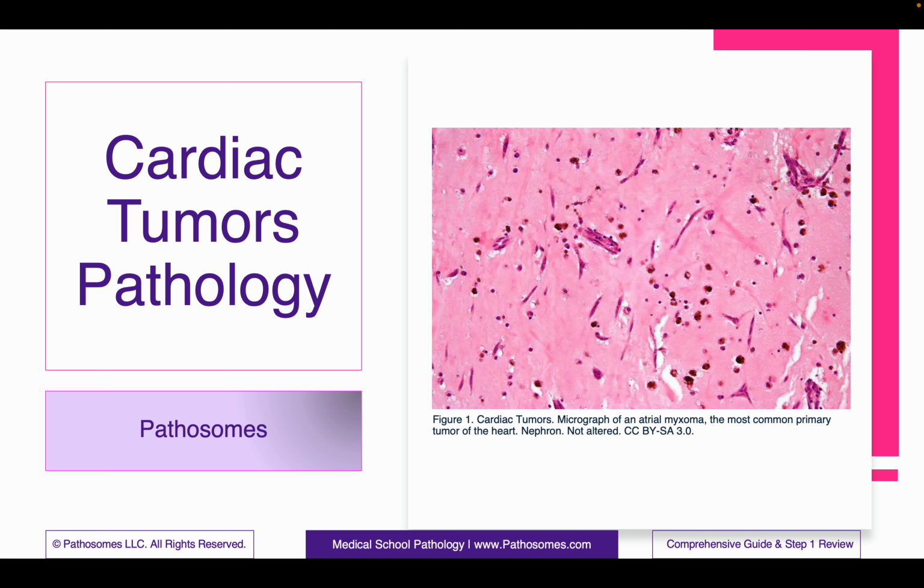Do you recognize this image here? If you're a future cardiac surgeon, you probably know. This is a cardiac tumor, specifically a myxoma. We're going to be talking about cardiac tumors pathology today.